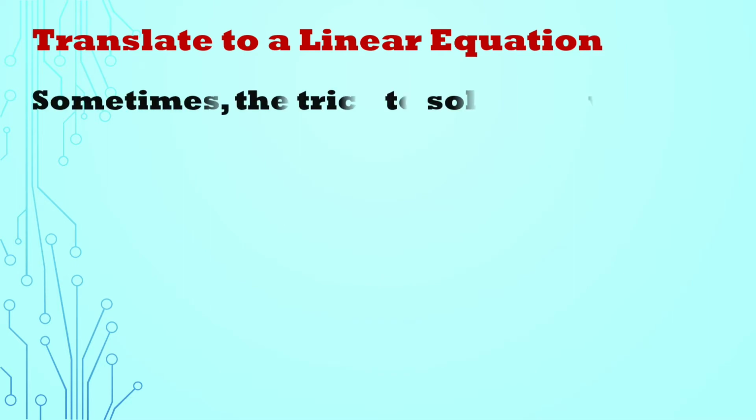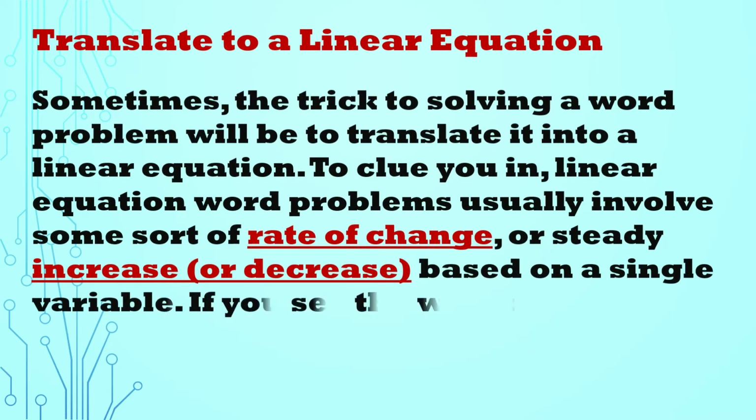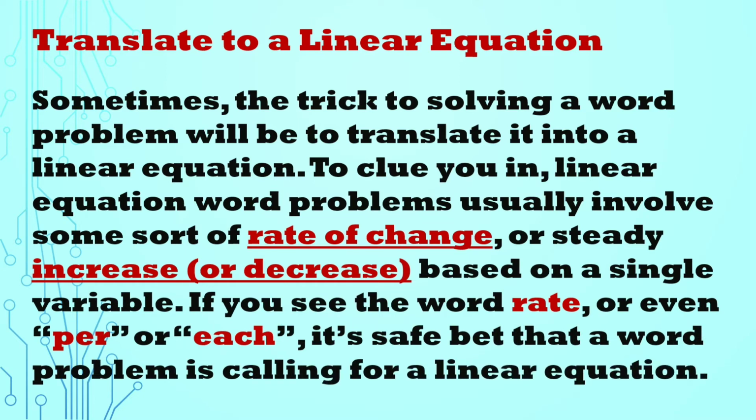Translate to a linear equation. Sometimes, the trick to solving a word problem will be to translate it into a linear equation. To clue you in, linear equation word problems usually involve some sort of rate of change or steady increase or decrease based on a single variable. If you see the word rate or even per or each, it's a safe bet that a word problem is calling for a linear equation. So, meron na tayong clue kapag ka-linear equation yung pinag-uusapan. Basta pag may na-encounter tayong rate, per, or each, maybe it's calling for a linear equation.